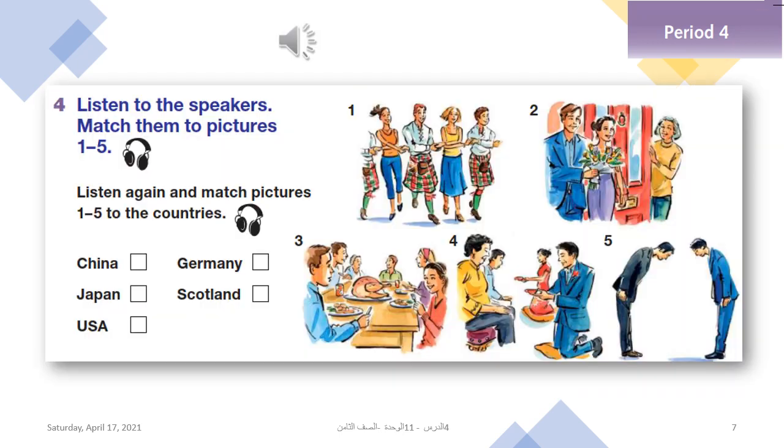Okay, thank you very much. Now, let's go to this exercise. In this exercise, you have 5 pictures: 1, 2, 3, 4, 5. And you have on the other side 5 countries: China, Japan, USA, Germany, Scotland. After listening to the conversation, you need to know which picture belongs to which country.